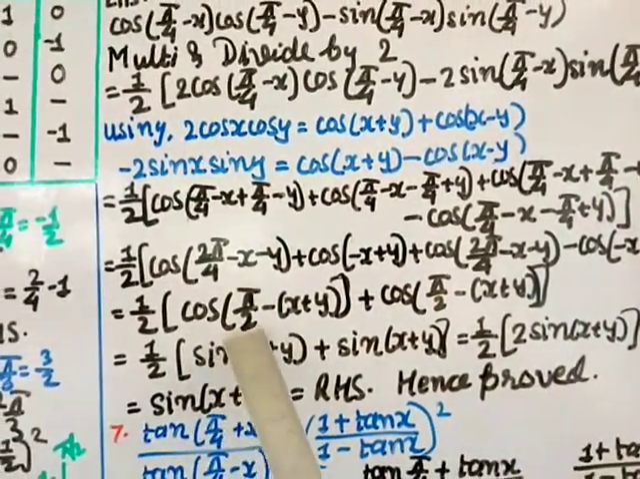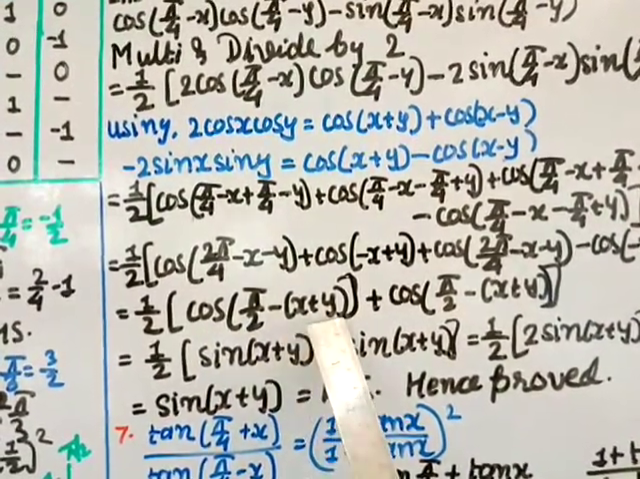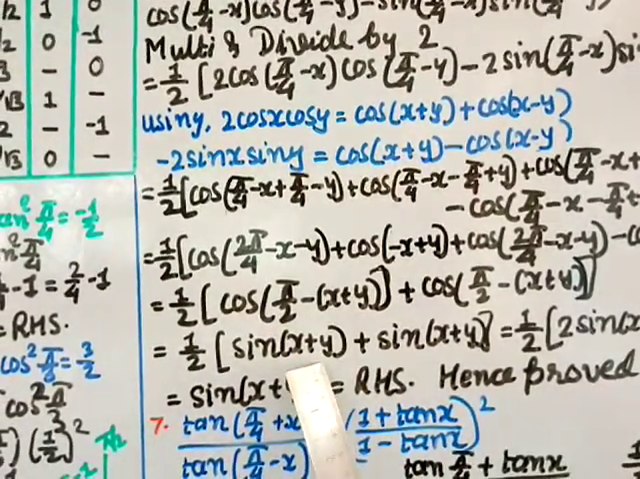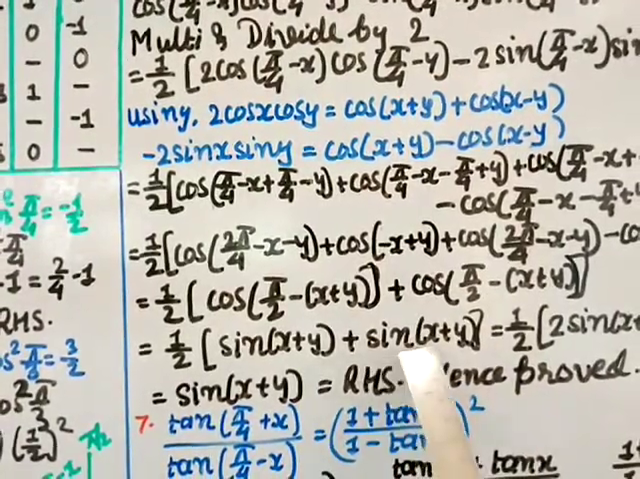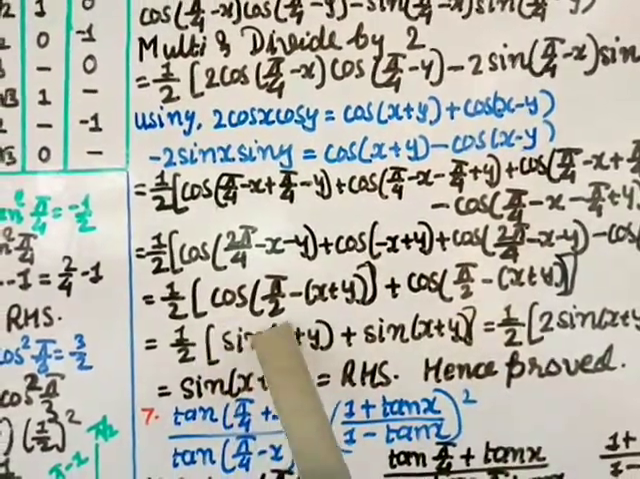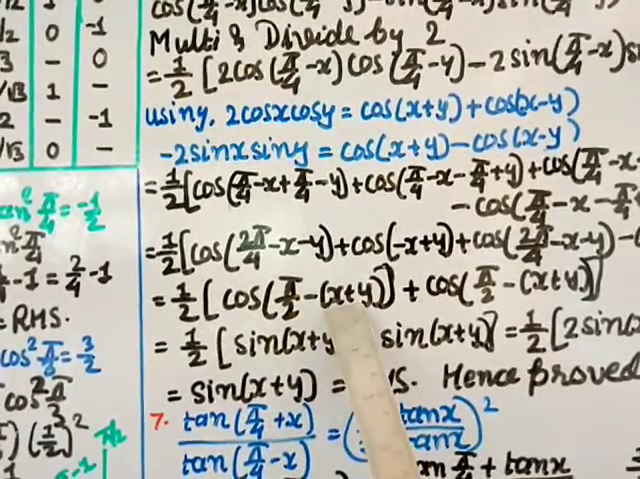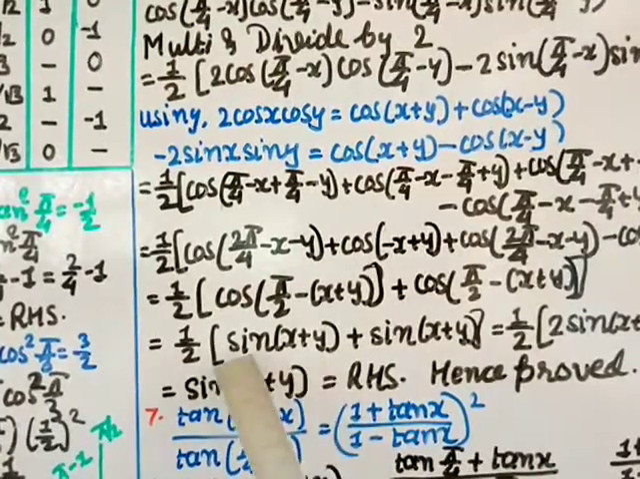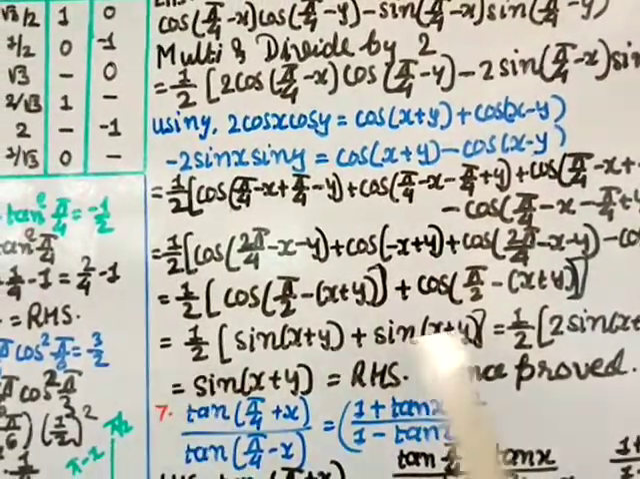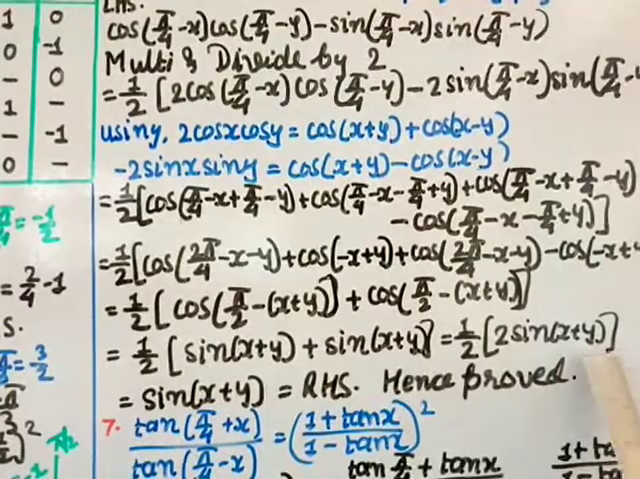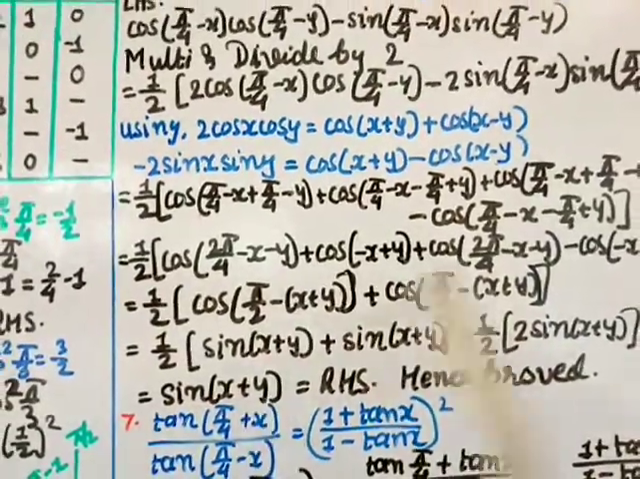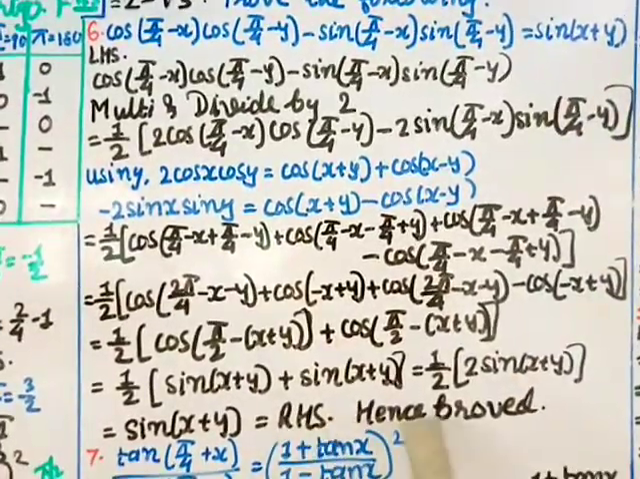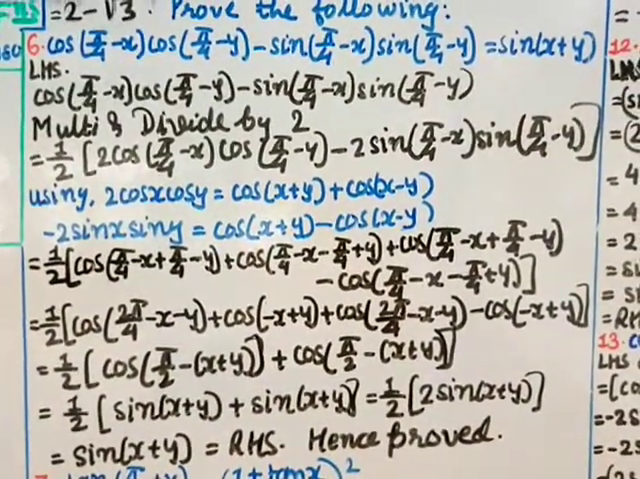Now cos of pi by 2 minus x plus y, so cos becomes sine because of pi by 2, so this value is sine of x plus y. Here also cos pi by 2 becomes sine x plus y. I am using the formula cos of pi by 2 minus x gives you sine x, so here instead of x, x plus y is there. Now this is 1 plus 1, two times, so 1 by 2 into 2 times sine of x plus y, so you get sine of x plus y, and that is what you have to prove. That is your right hand side. Hence proved. So that is the solution for question number 6.